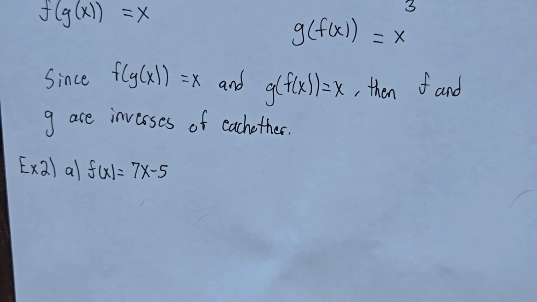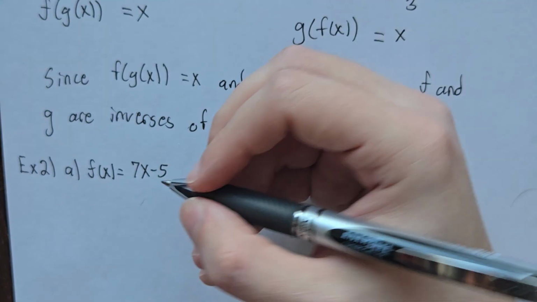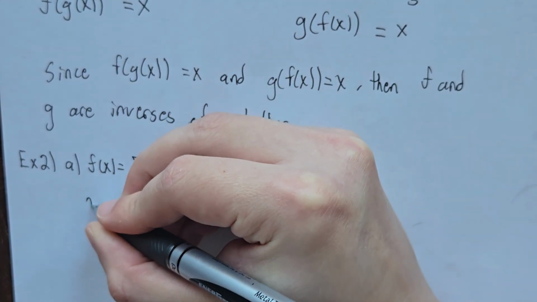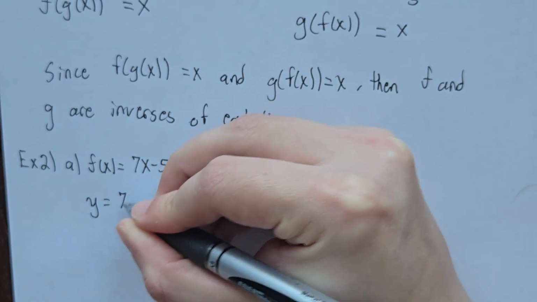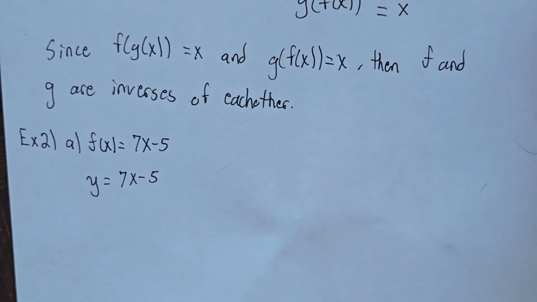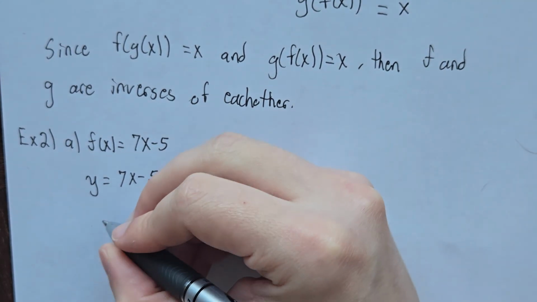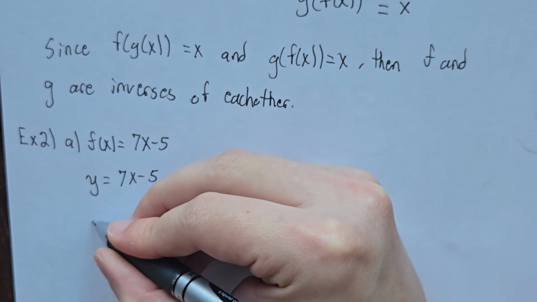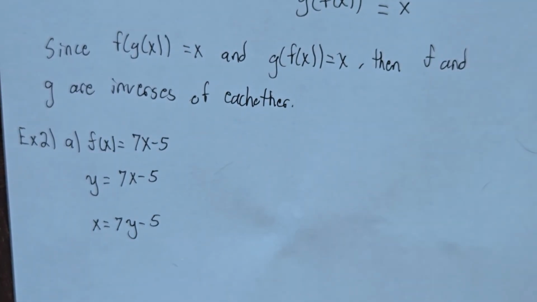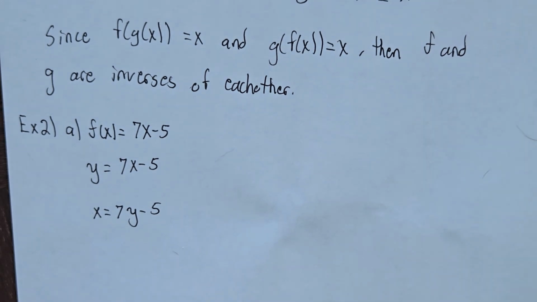All right, let's look. Here we have the function. We're going to go through that process like we mentioned. First, we'll swap out f of x for y. And now, everywhere we see a y in the function, we're going to replace it with an x, and everywhere we see an x, we're going to replace it with a y. So we'll have x is equal to 7y minus 5. And then the final step is to solve this for y.